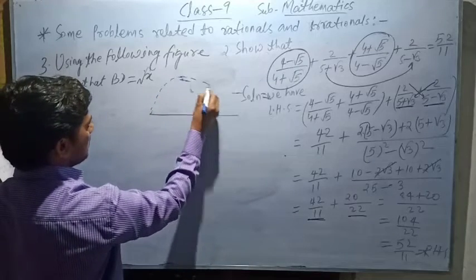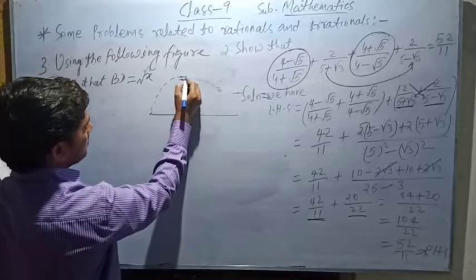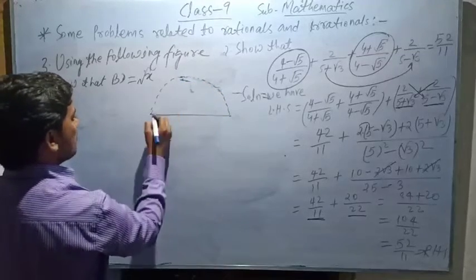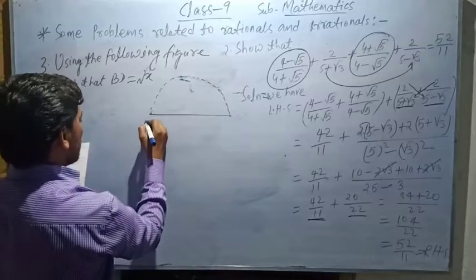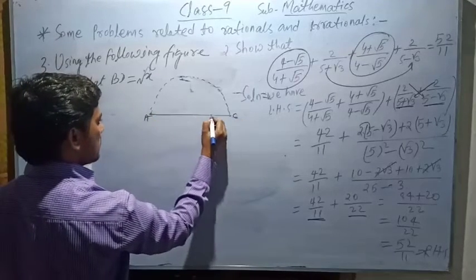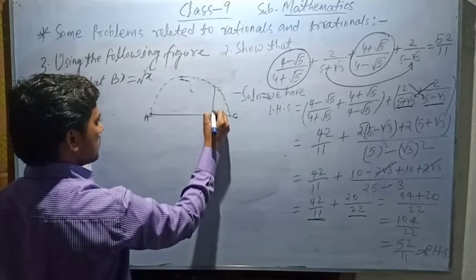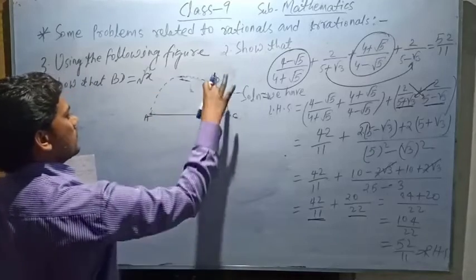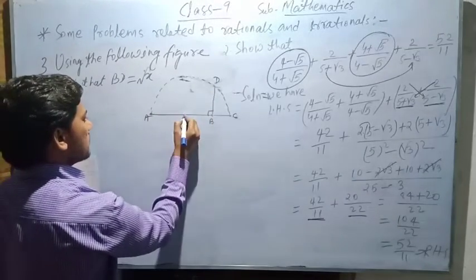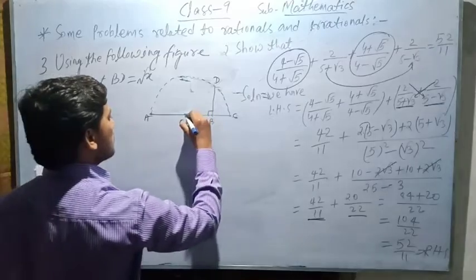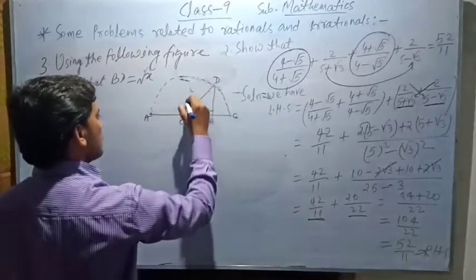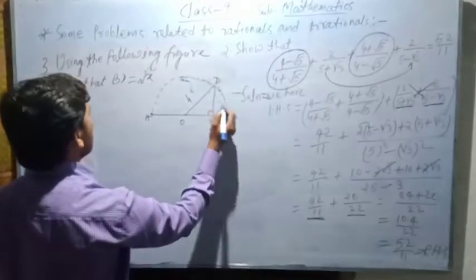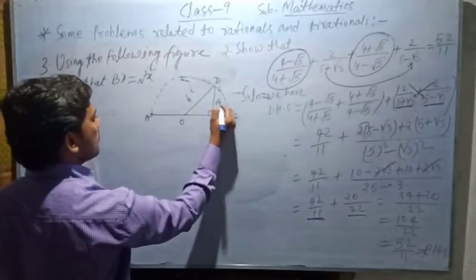The figure is one semicircle. There is A, there is C, there is B, and there is D. BD is perpendicular to AC. There is center O. OD is the hypotenuse. BD is perpendicular. You have to prove BD is equal to under root x.